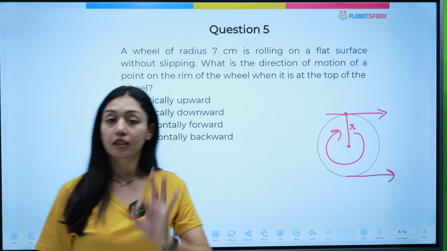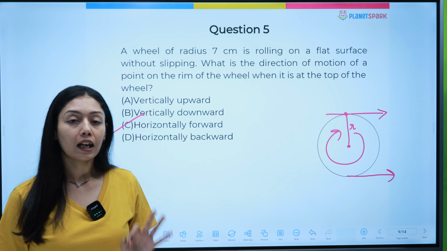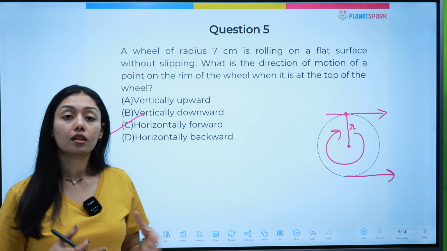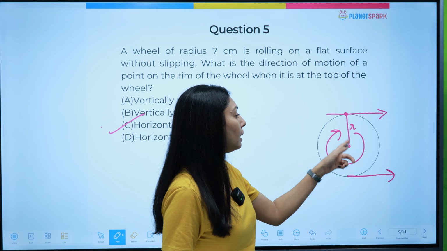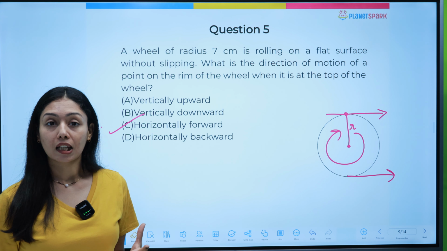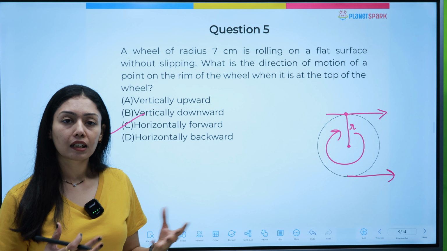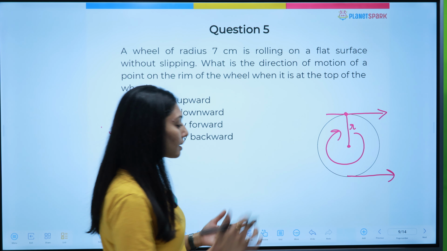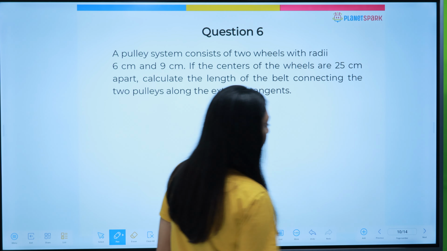There is only one thing we have to remember in case of motions, right? That is, the direction of the motion is what? It is perpendicular to the radius at any point on the wheel or pulley or whatever is there. Right? When two or more are being connected, then why will we use tangents? How? Let's see the next question for that.